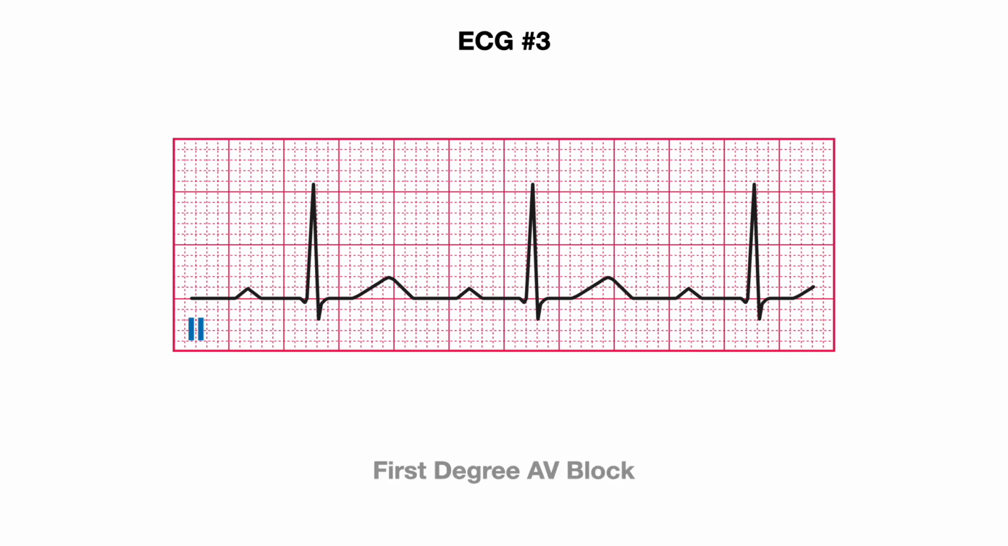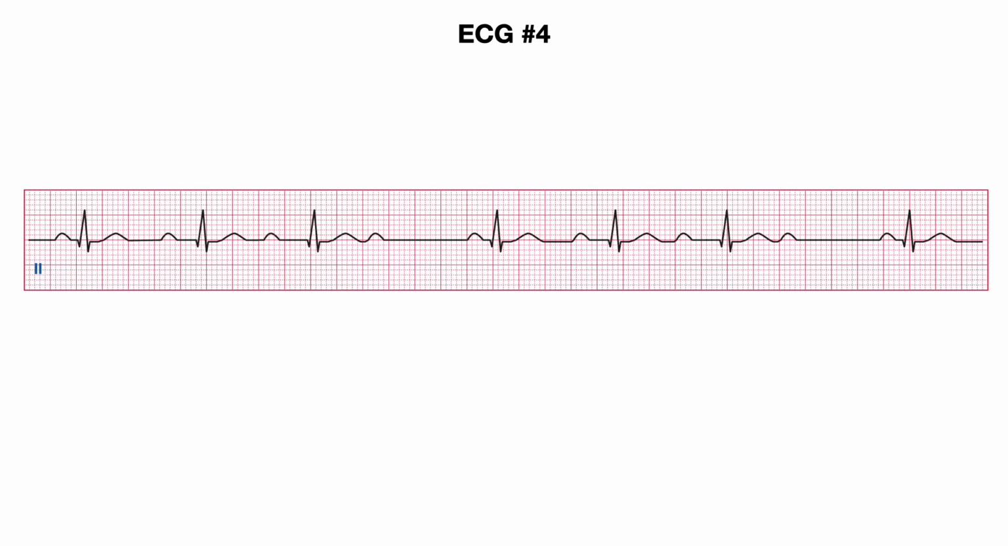There is sinus rhythm with first-degree heart block. The PR intervals in the ECG are prolonged. The PR intervals measure around 0.24 seconds, which is abnormal. The normal PR interval should not exceed 0.21 seconds. How about ECG number 4? What type of heart block is present?